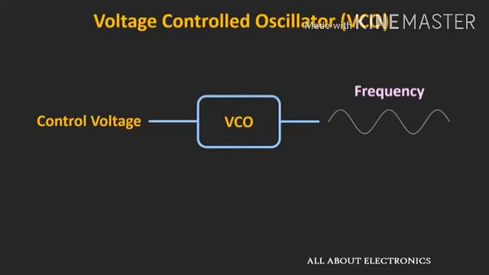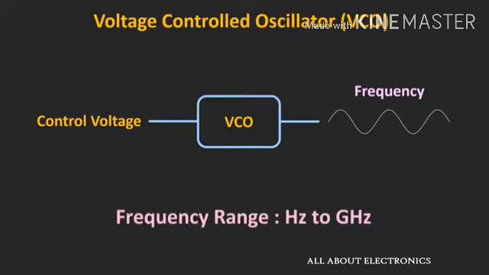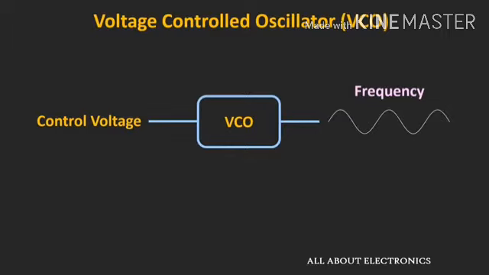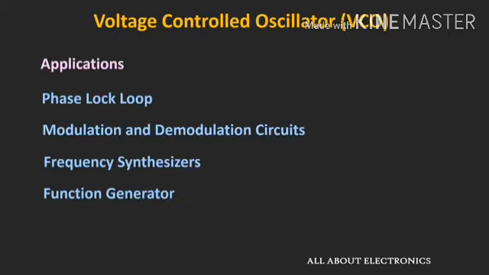So these voltage control oscillators can tune the frequency in a particular range, but commercially available VCOs can work from a few hertz to even tens of gigahertz. Because of that, they are widely used in communication applications. They are used in modulation and demodulation circuits, as well as in frequency synthesizers and function generators. And these VCOs are an integral part of the phase lock loop.